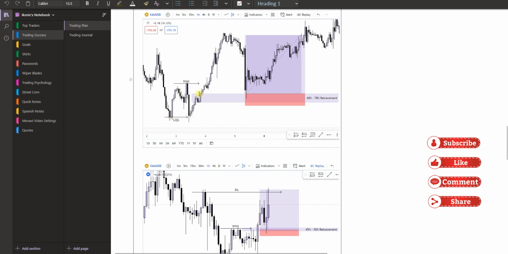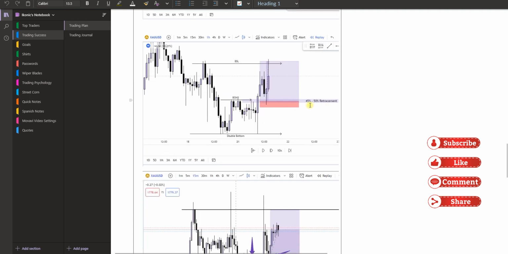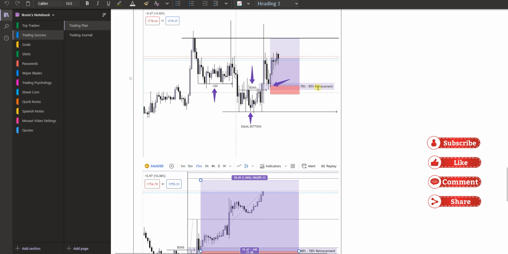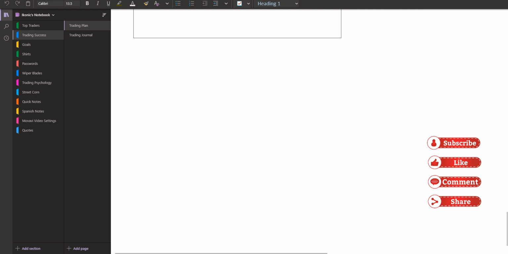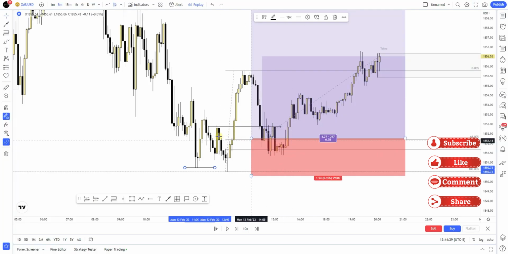Fibs went from low to high. Market retraced into the 68, 78. This one is a 50. This is a similar pattern, but this is just like an equal bottom. But it's nonetheless break of structure, market pulled back into the 78. Liquidity grab right here, break of structure, market pulled back. So that move that you see, this move, this is a part of my trading strategy.